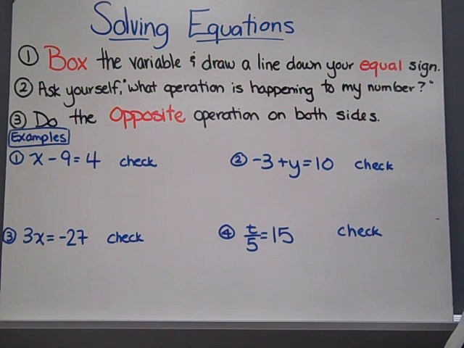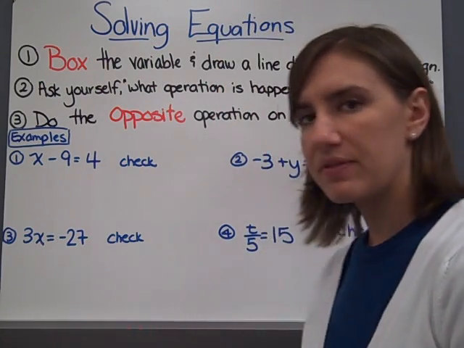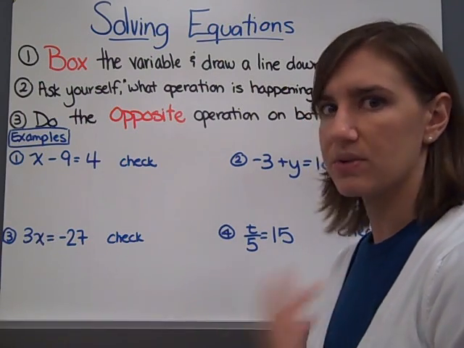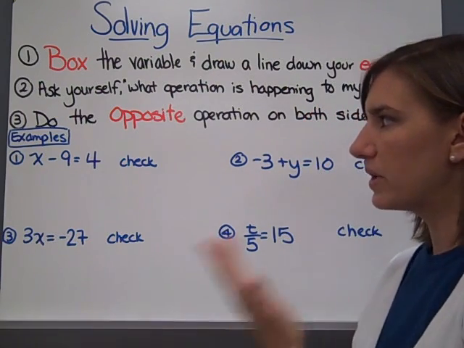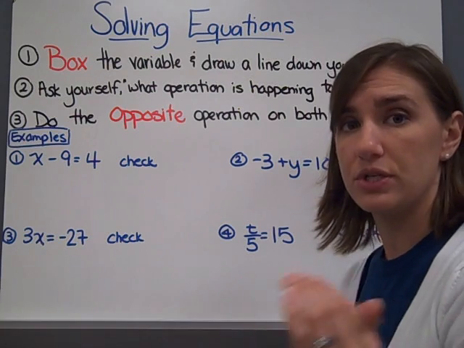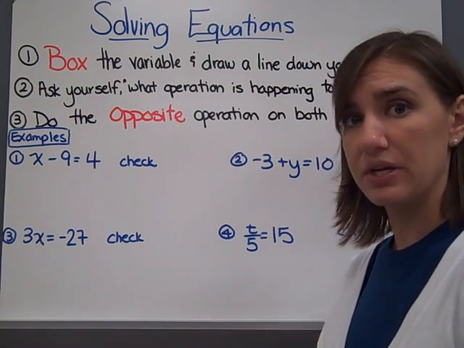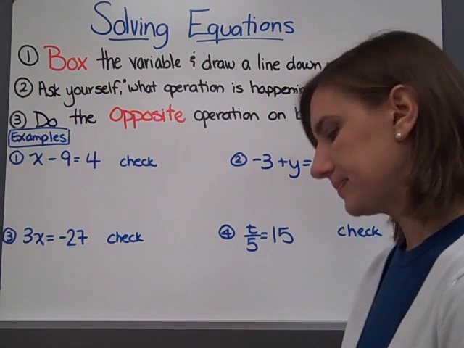And then you draw a line down the equal sign. After you've drawn a line down the equal sign, that helps you to understand that what you do to one side, you do to the other. Then you need to ask yourself what operation is happening to my number. Hopefully, we're going to do this enough that it's going to become second nature. And then once you figure out what you're doing, you're going to do the opposite. So if it's adding, you're going to do subtracting. If it's multiplying, you're going to do dividing, and then vice versa.